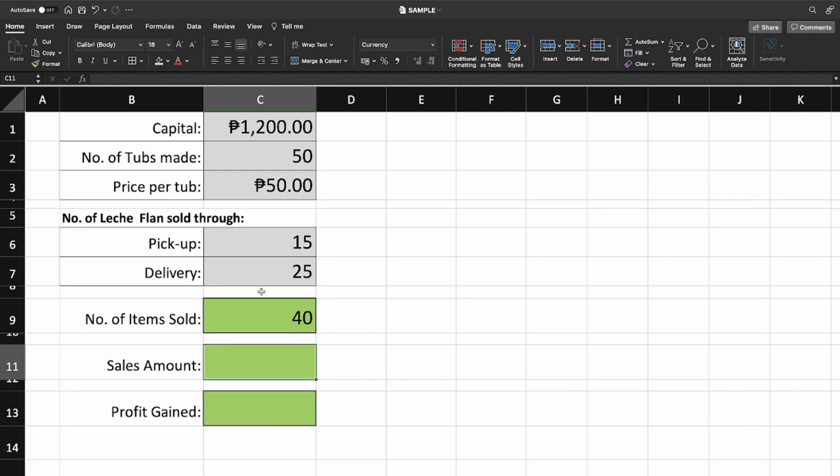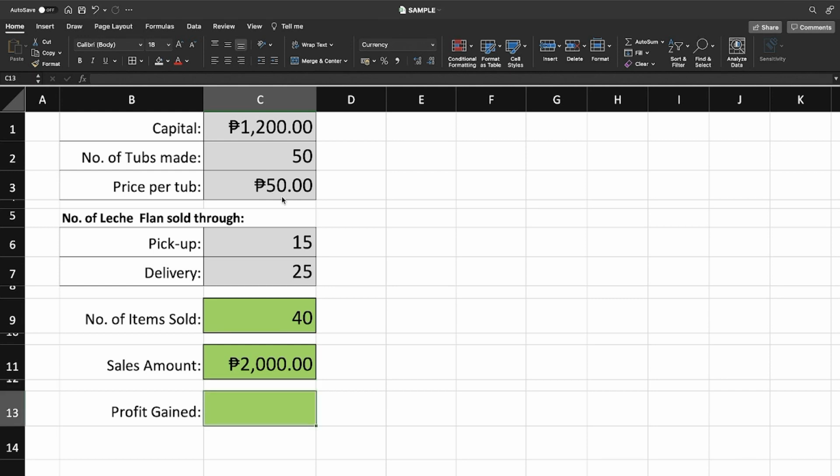Now next, let's compute the sales amount. What do you think is the formula, or the mathematical operator, to use here? Siyempre, we're going to use multiplication, di ba? So we're going to start with the equal sign, cells involved, so that is the number of items sold, your asterisk for multiplication, and then the price per tab. So meron siyang 2,000 sales amount.